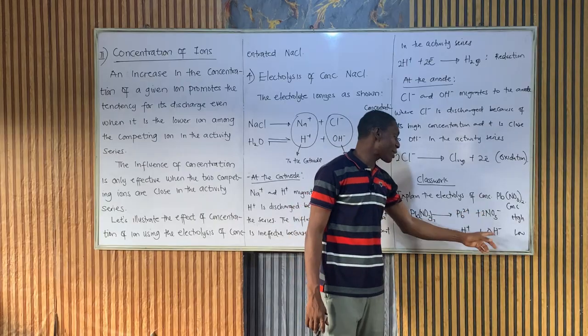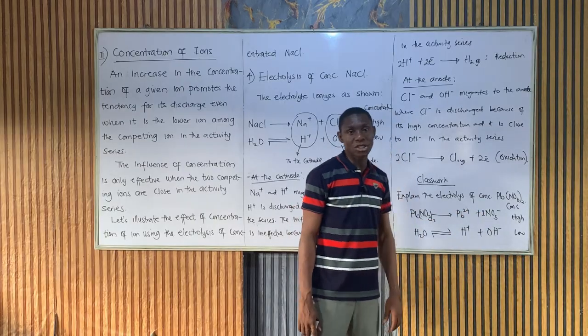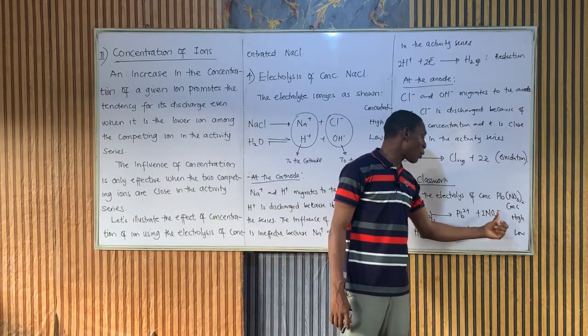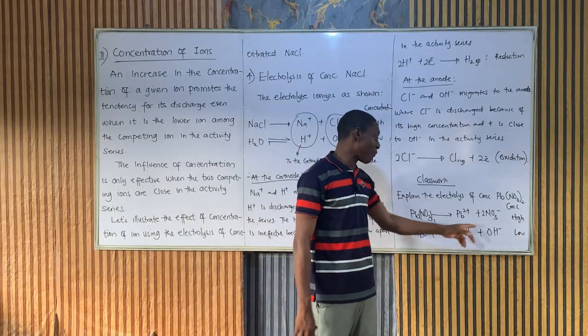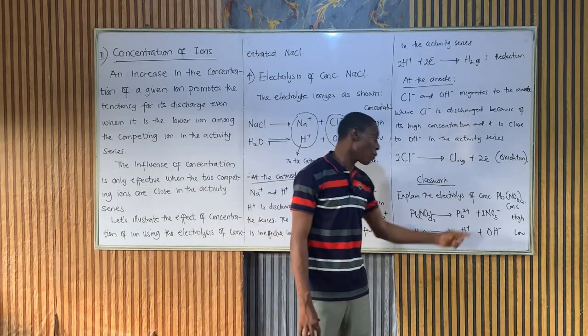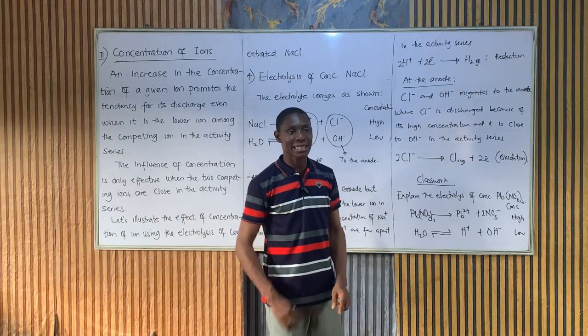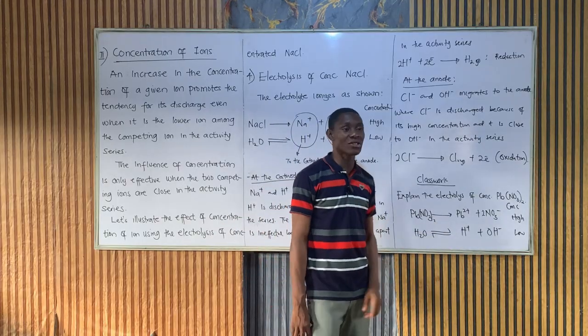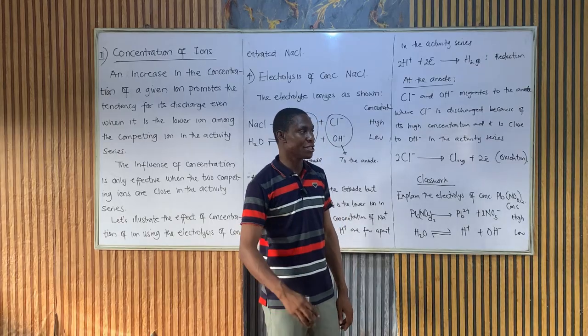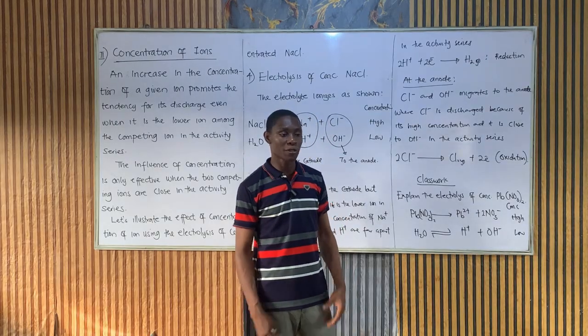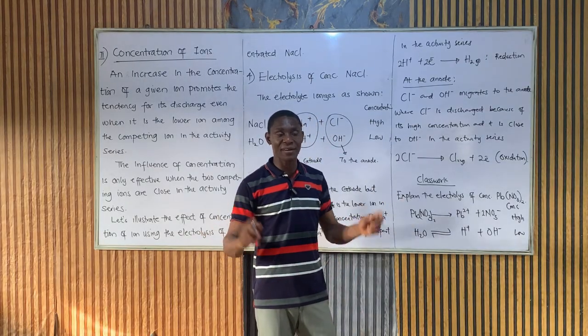And then between NO3 and OH, OH should be discharged no matter the concentration of NO3, because it is far apart from OH in the activity series. Then OH should be discharged at the anode. So at the cathode, lead is discharged, and at the anode, OH is discharged based on its position. The concentration of NO3 is ineffective here.